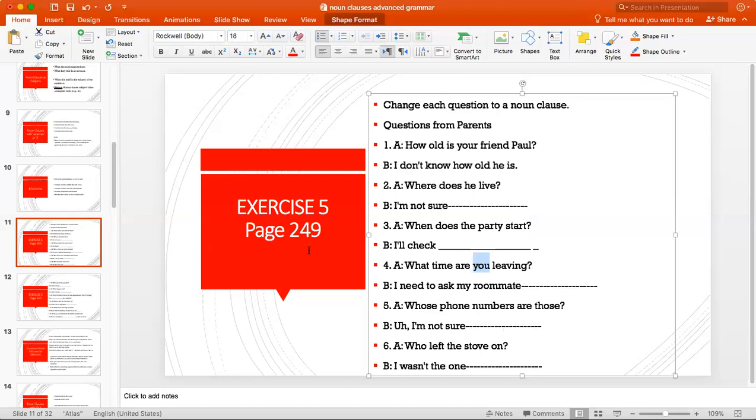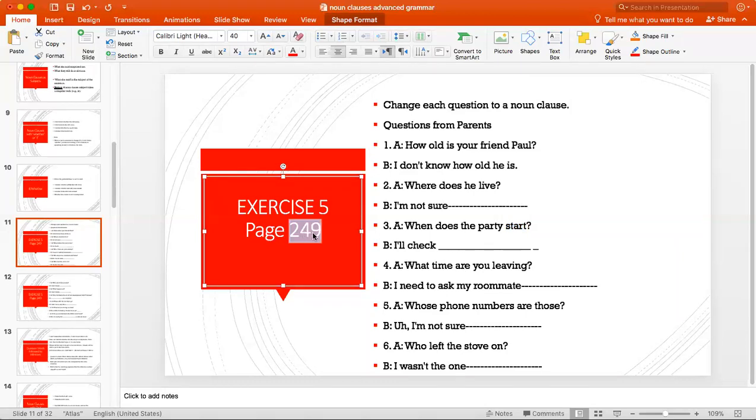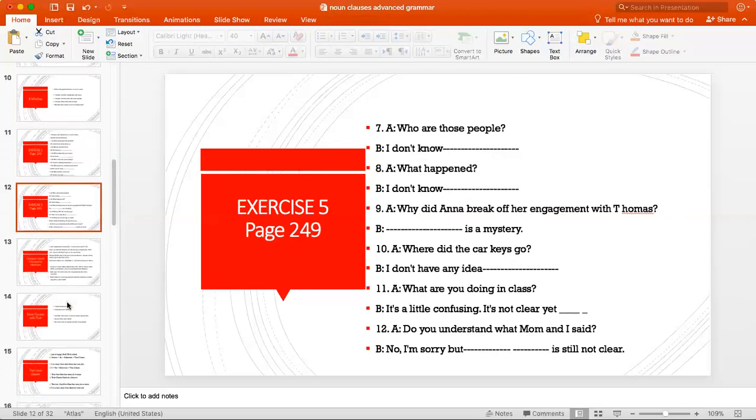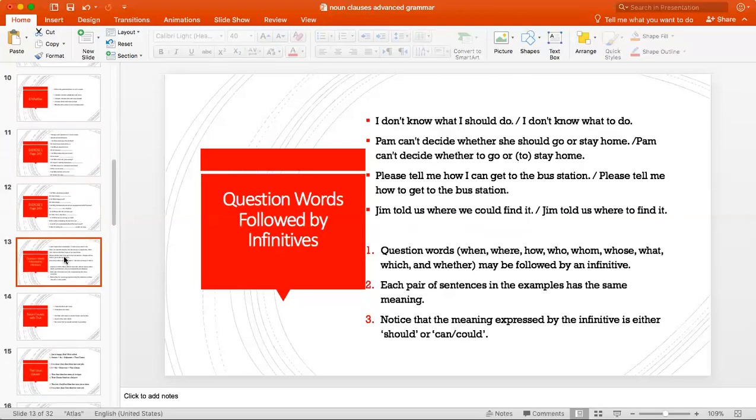So this is the exercise. This exercise is from Understanding and Using English Grammar by Betty Azar, and this whole material is actually based on that wonderful book. You can go to page 249 and do the rest of the exercise. I'll be posting them for you.